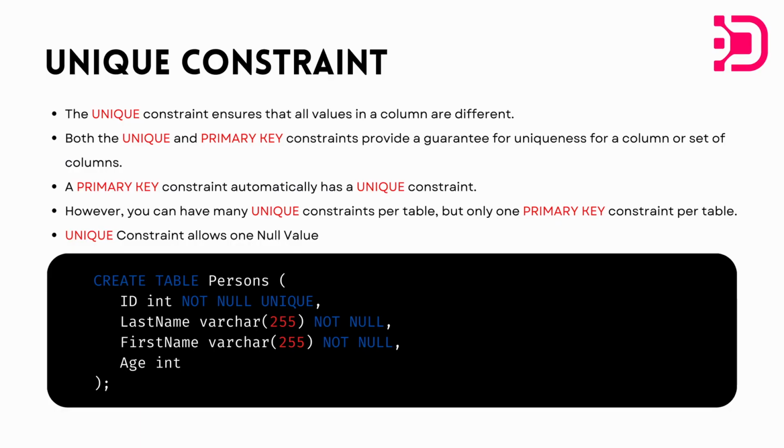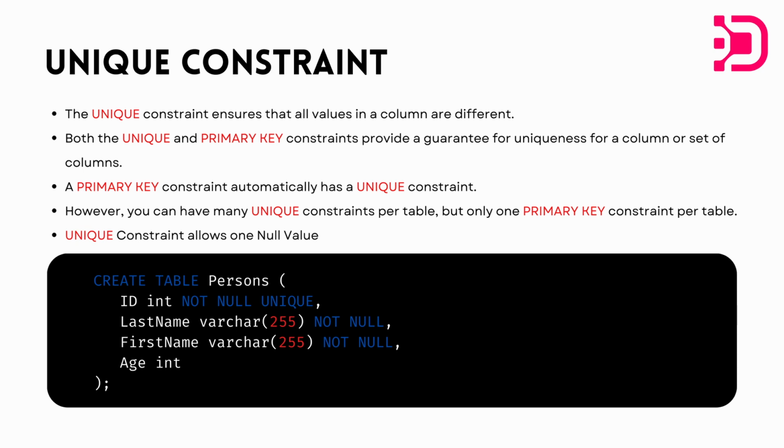The unique constraint ensures that all values in a column are different. This is similar to something called the primary key constraint, which provides a guarantee of uniqueness for a column or a set of columns. But the difference is there can only be one primary key constraint per table, whereas you can have multiple unique constraints on multiple columns in a table.